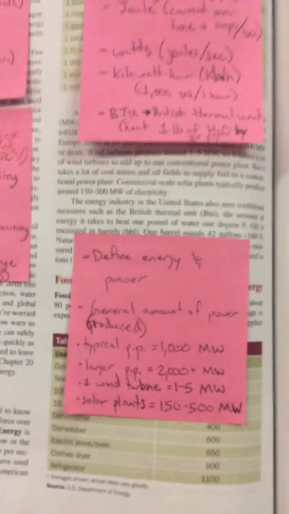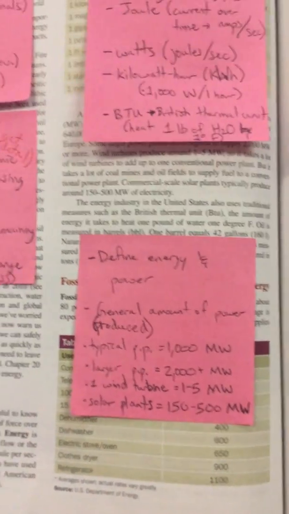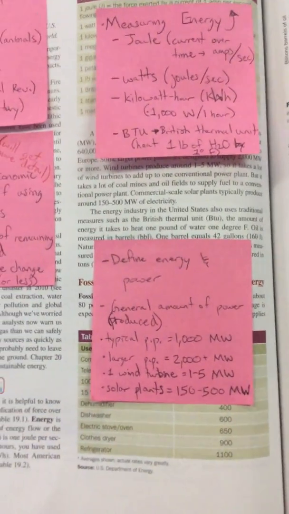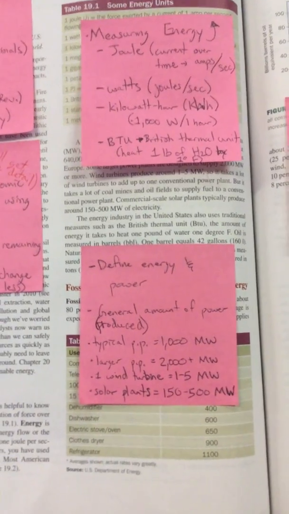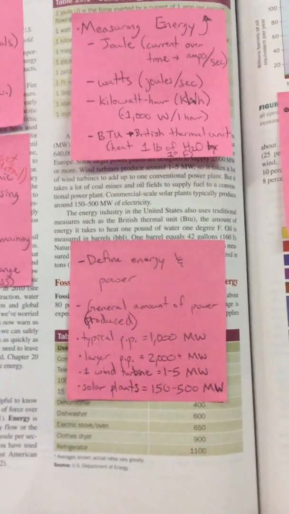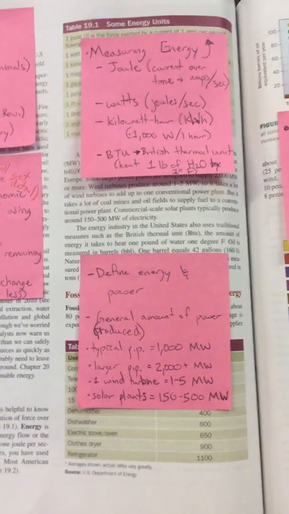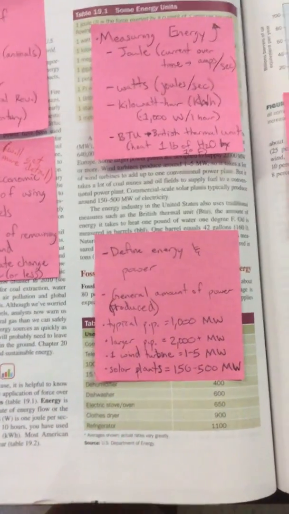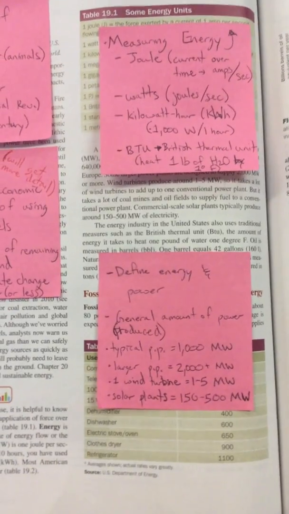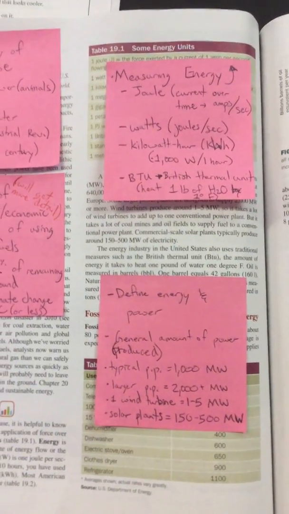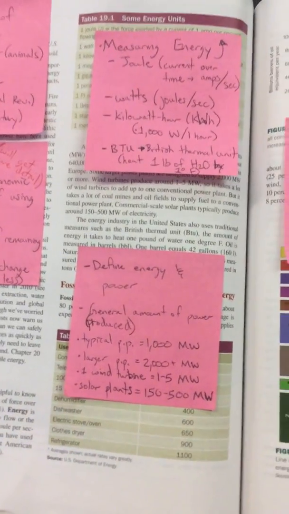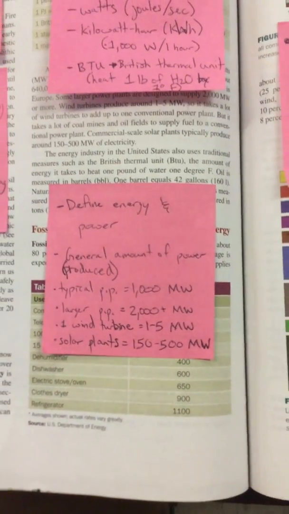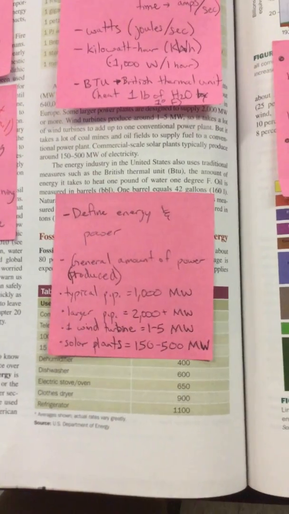Okay. This PP on this sticky note stands for power plant. So in general, a typical power plant produces much more energy, about 1,000 megawatts, than a wind turbine or a solar plant. That's part of the problem with developing renewable energy resources, is that it's not as efficient, or it takes up more space, or you need more of the machines. A larger power plant can produce 2,000 or more megawatts.